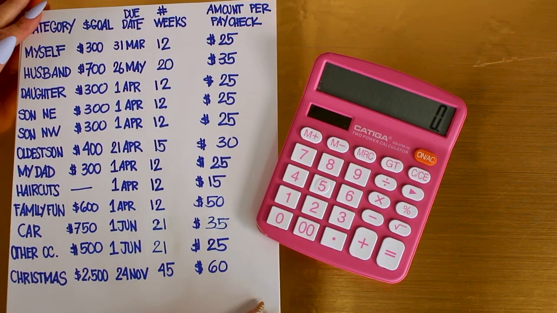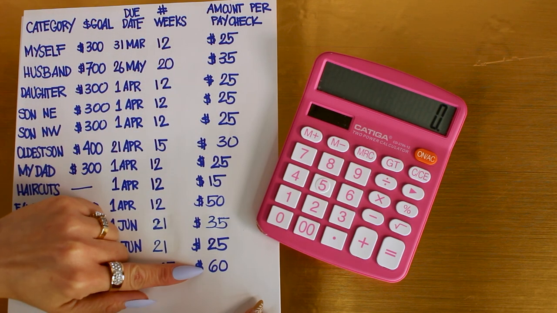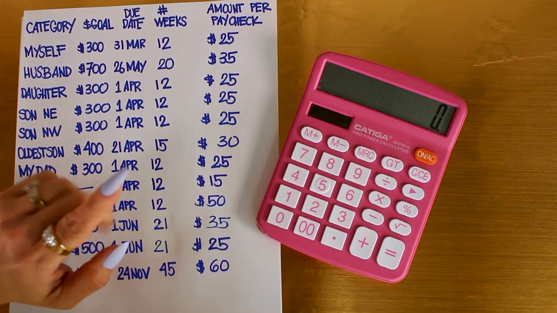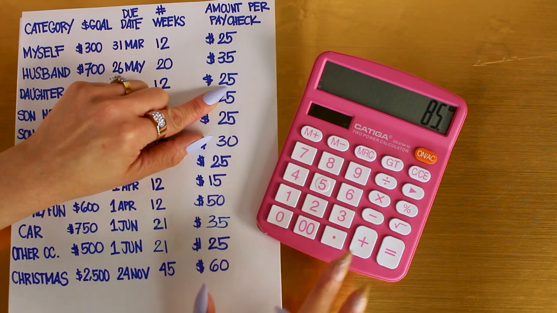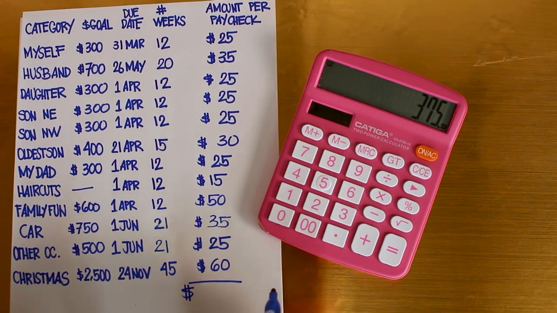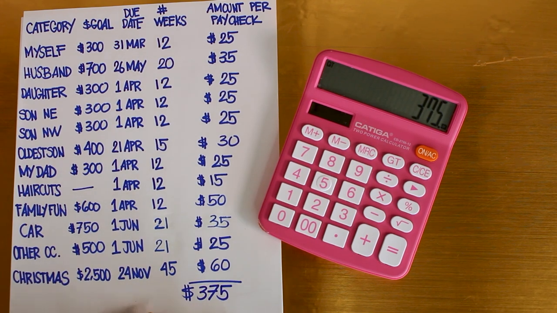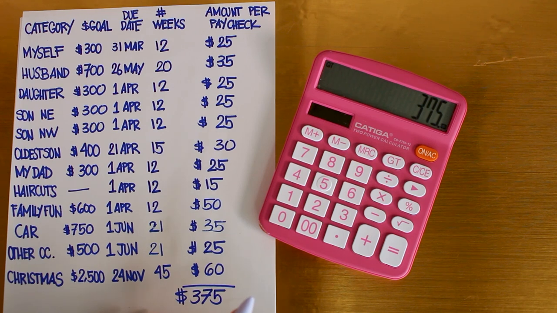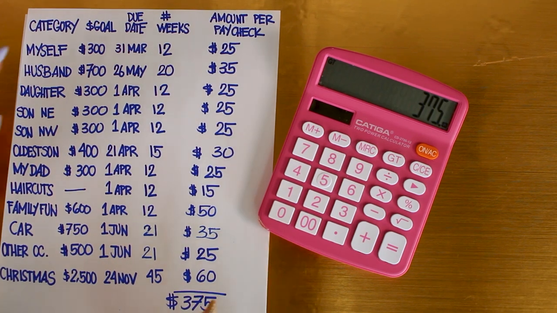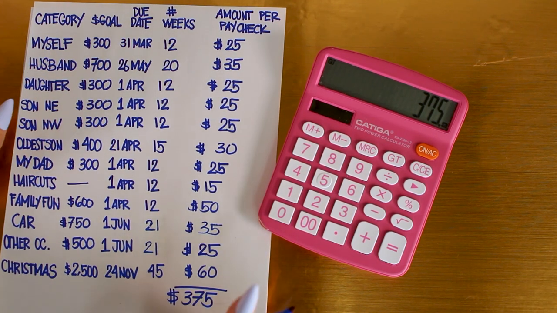Okay, you guys, we are now done planning it out. Let's go ahead and count this column right here, just how much I'll be putting away per week. Okay, so that will be $375 per week. Okay, you guys, so I hope I was able to help you guys on this topic, how to figure out how much to put in your cash envelopes.